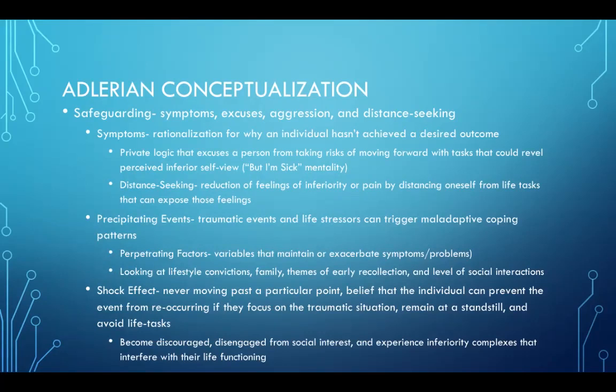And so largely dissociative events are precipitating events, the traumatic and extreme life stressors that trigger maladaptive coping patterns. Perpetuating factors, as a flip side, are variables that maintain or exacerbate symptoms and problems. People can look at lifestyle convictions, family themes, early recollections, and social interactions. So we'll take a look at different precipitating events that the book noted for each of them, but they blend together and they're not very happy, just as a warning.